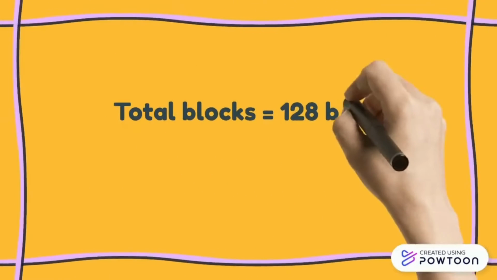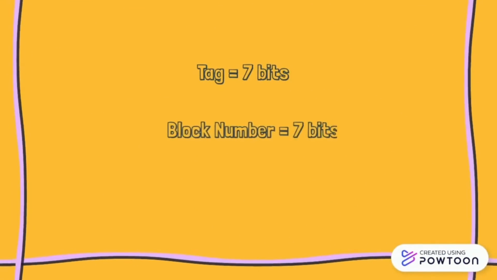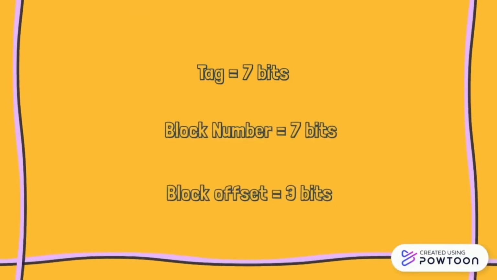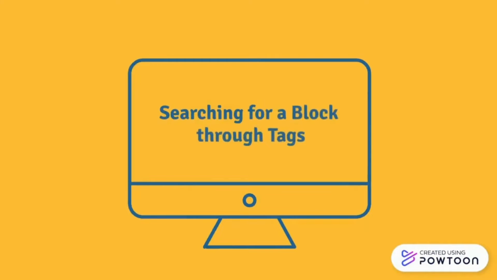In case there are a total of 128 blocks and the size of every block is 8 words, then tag is equal to 7 bits, block number is equal to 7 bits, and the block offset is equal to 3 bits. Searching for a block through tags.